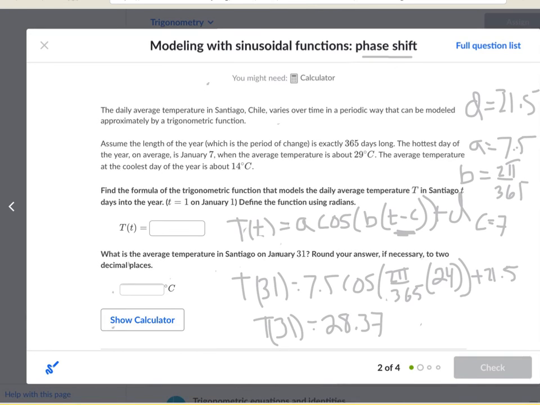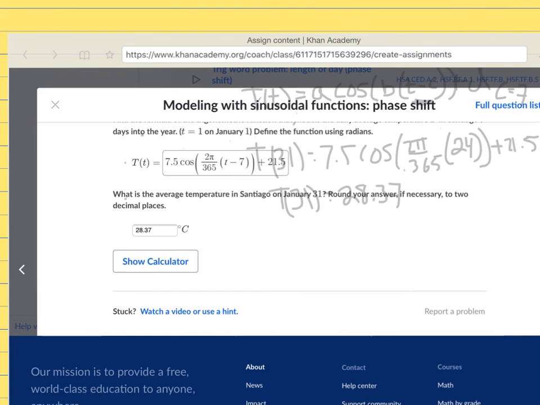After plugging this in the calculator, I get that T of 31 is equal to 28.37. So we'll see how we did. Anyway, that's my answer. I don't know why it's not letting me do the check, but I'm going to try something. I'm going to call the movie here, but I believe that that is correct.